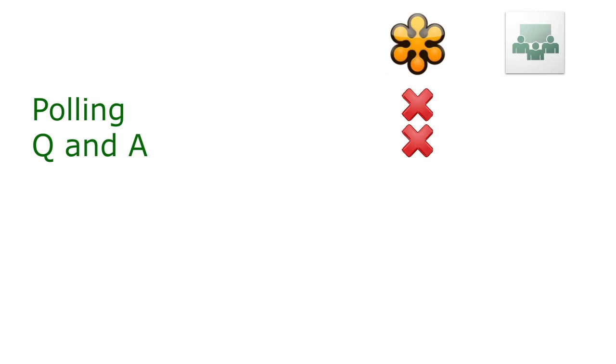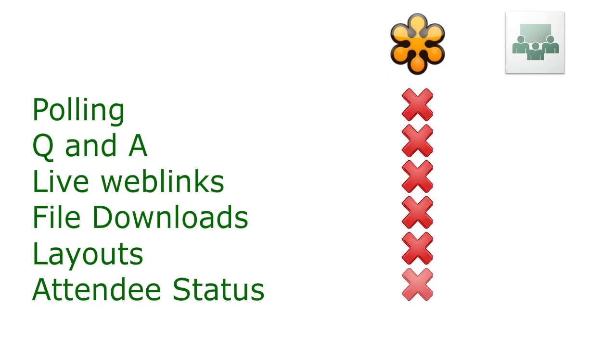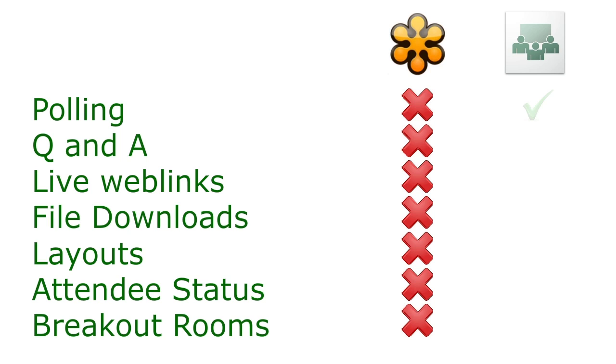What else can you say about the features of GoToMeeting? Well, there's still no polling capability. There's no Q&A functionality. I didn't see any kind of web link technology that would let me have live links for my attendees to click. No file download capability. No way to pre-configure content and layouts. I saw no way for attendees to set their status, agree, disagree, etc. And there are no breakout rooms. So all of these things are standard features in every Adobe Connect meeting room.